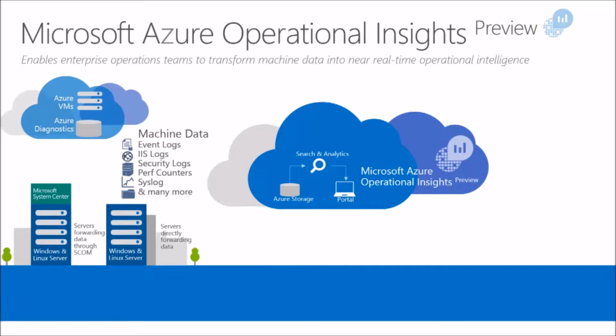But we're also introducing a new way to connect to Operational Insights, which is through a simple agent download that you can install on your Windows server. So even without System Center Operations Manager, you can onboard VMs or different systems directly to Operational Insights immediately.